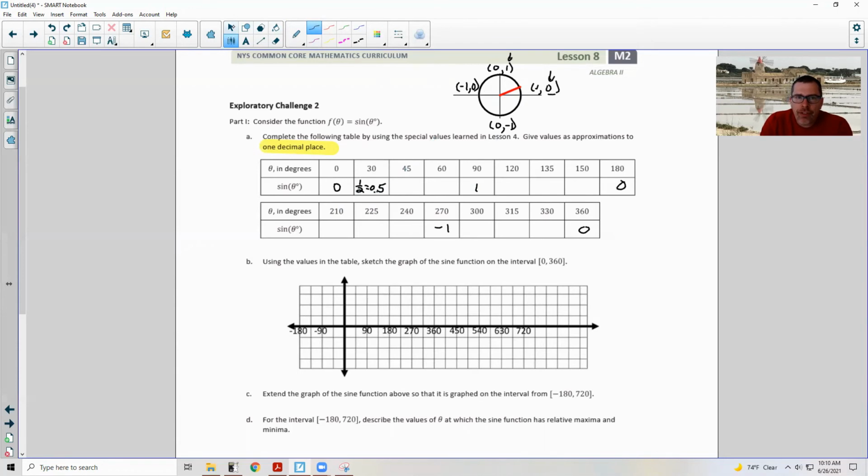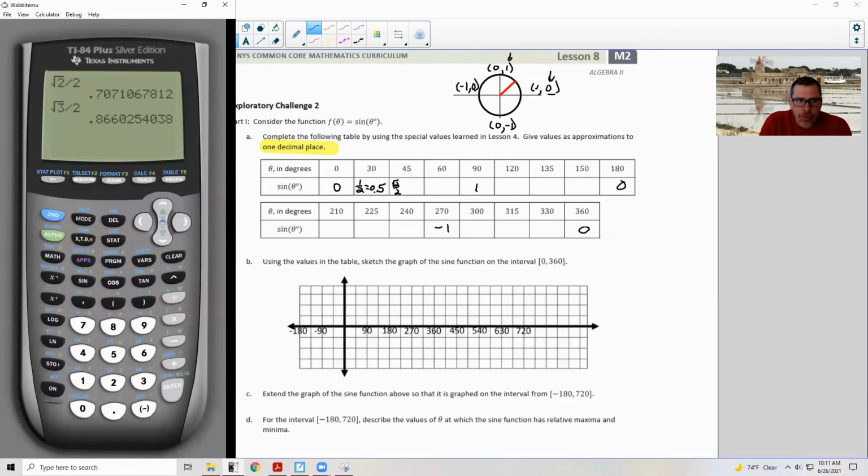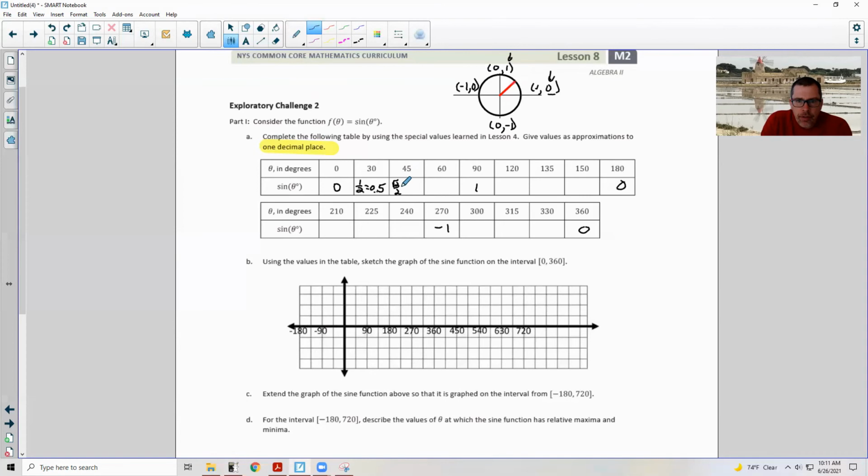At 45 degrees, we're here. The x and y, or cosine and sine, are equal. That's our square root of 2/2, comma, square root of 2/2. So this is going to be the square root of 2/2, and I need to know what that is in the calculator. So I bring that up, and √2/2 rounded to 1 decimal place is 0.7. So I'm going to put 0.7.